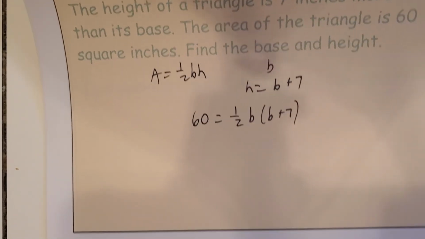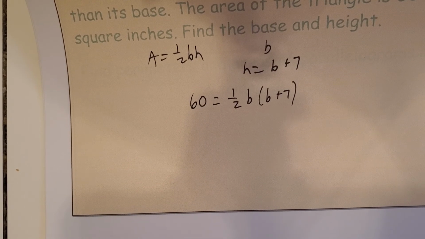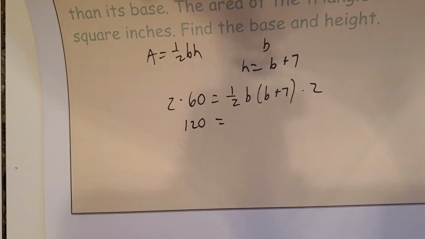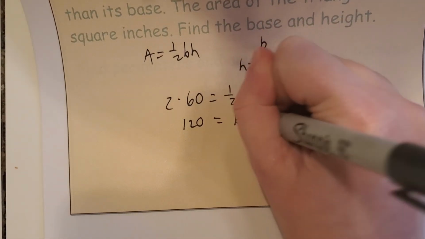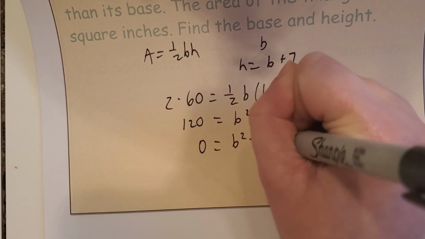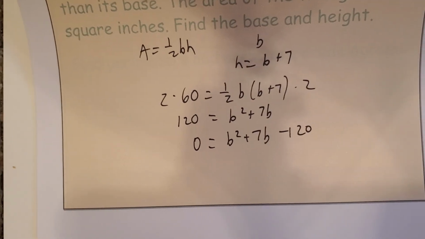And I'm going to do a couple things at once, just for the sake of time, because we're over 20 minutes now. I'm going to clear the half, so this is 120, and I'm also going to distribute the b in. So this is b squared plus 7b. So b squared plus 7b minus 120. And again, I'll be back when I figure this out.